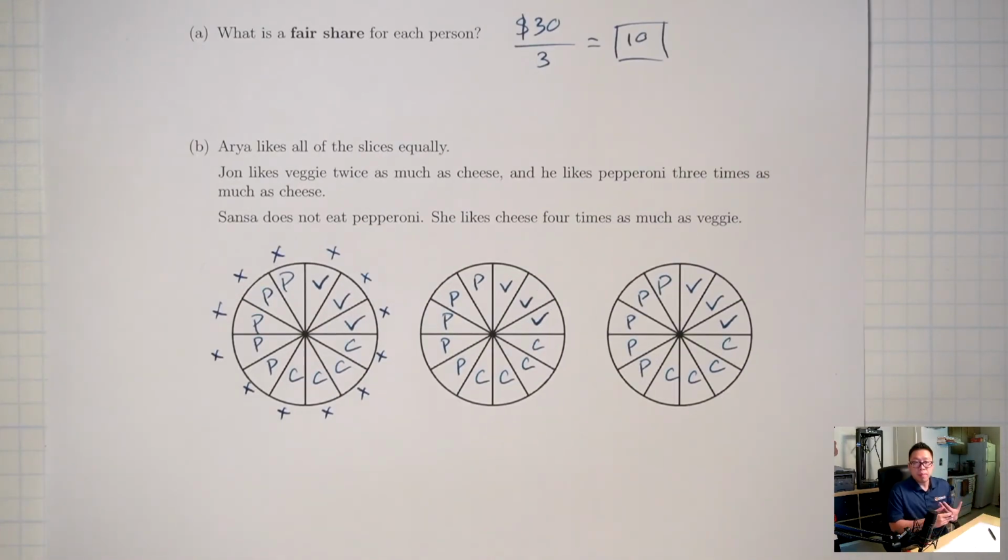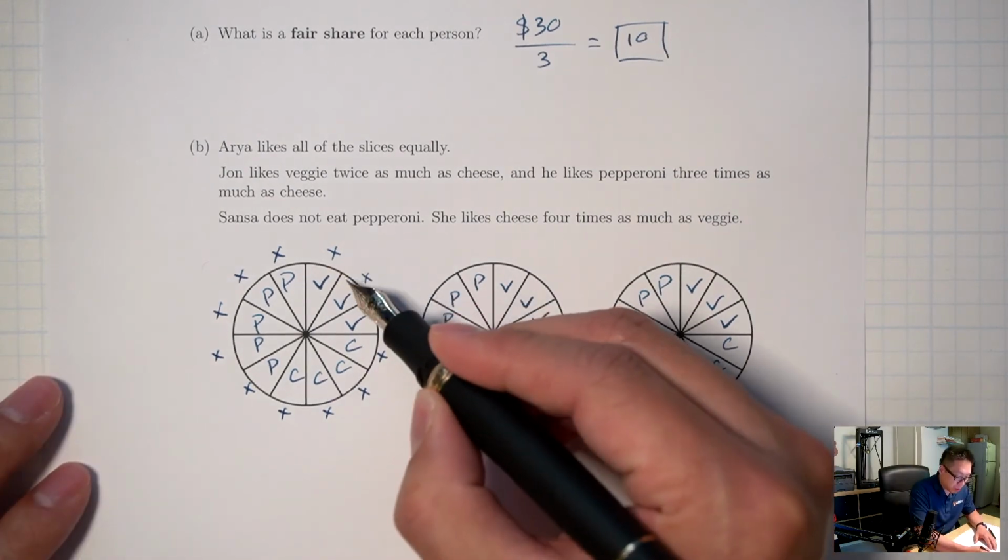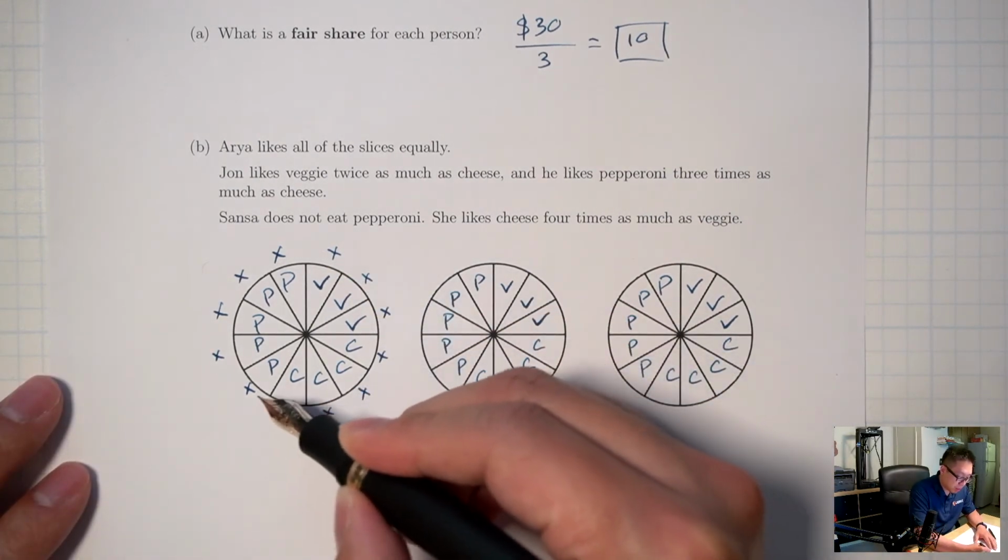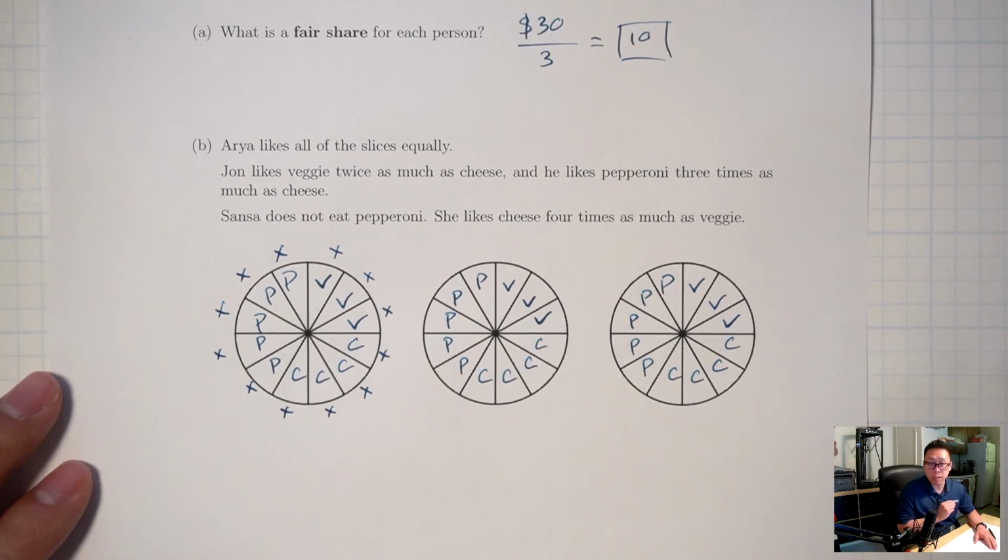Okay, add up. So equally means that all the slices are the same, so we label them all the same. Add up all the X's around. Okay, so that's 1, 2, 3, 4, 5, 6, 7, 8, 9, 10, 11, 12. 12 X's.